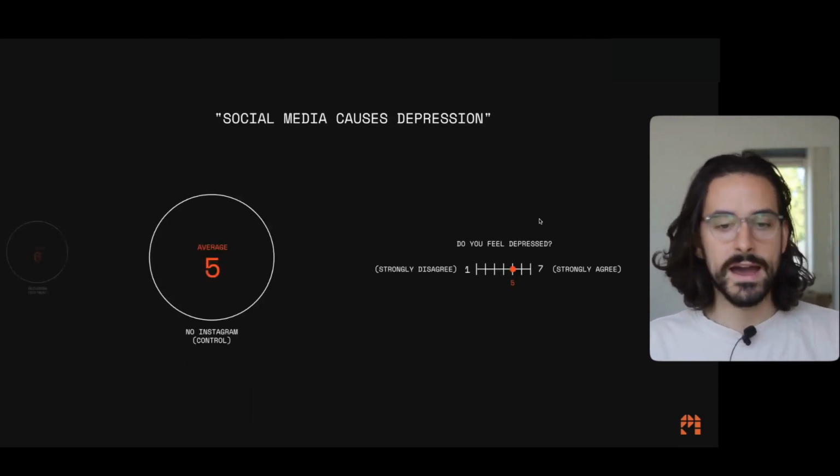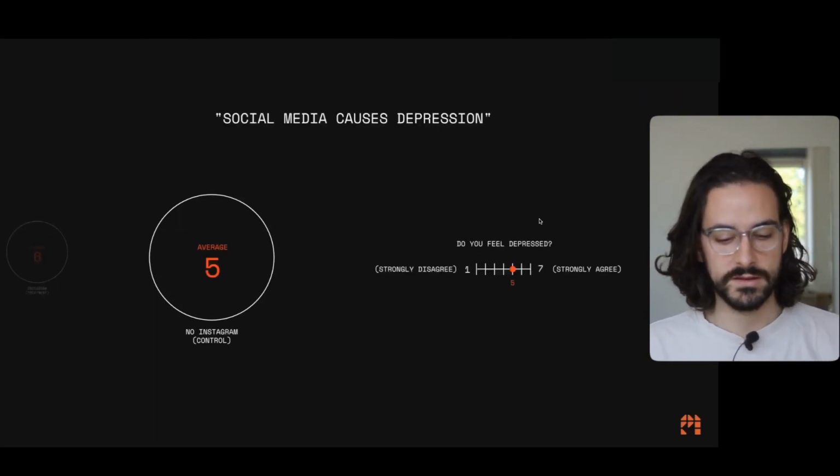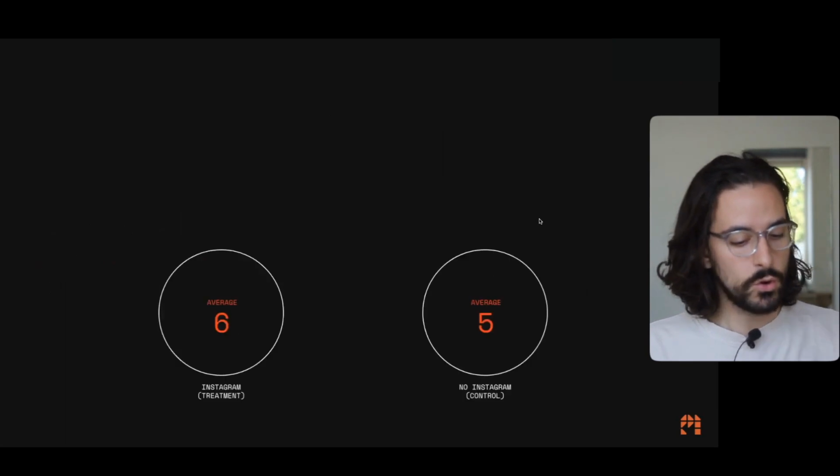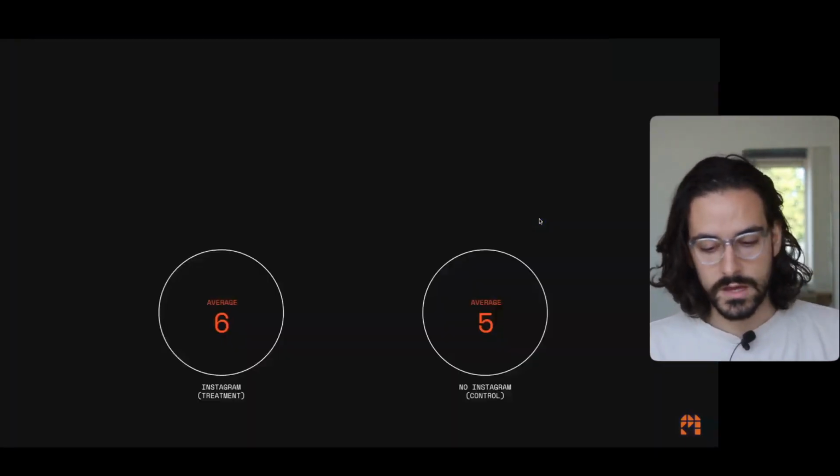Their depression is 5, right? So the average depression there is 5. This is the average amongst everybody in the data set. Cool, nice. So now we have average 6, average 5, and these are the two averages.